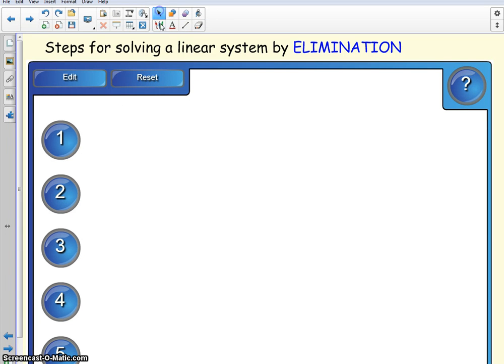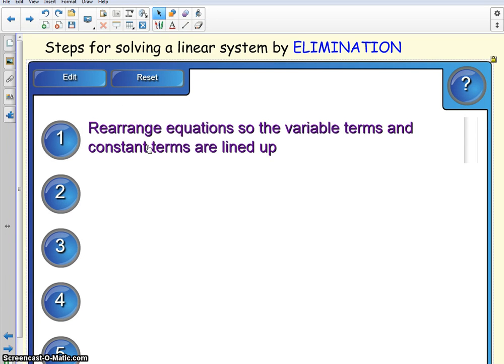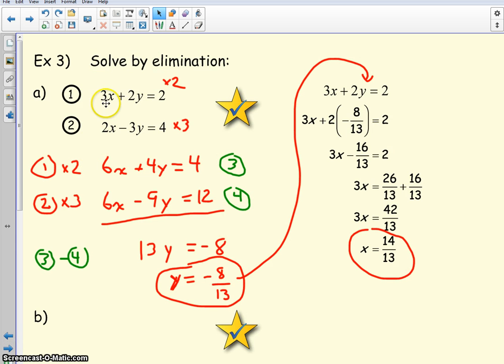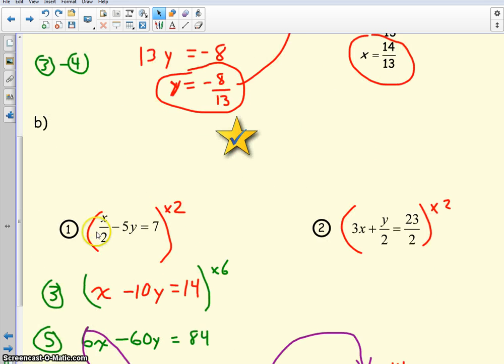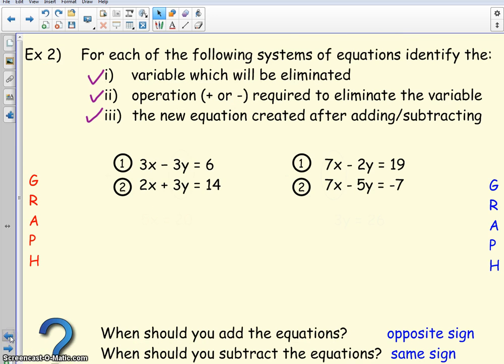If you want to solve a system using elimination, first thing you're going to want to do is rearrange your equation so you have all your variables and your constant terms lined up. If you look back at some of the examples we've done so far, you see we have the x's, the y's, and the constants lined up. Same thing happened down here, and if you go back further, same thing here.